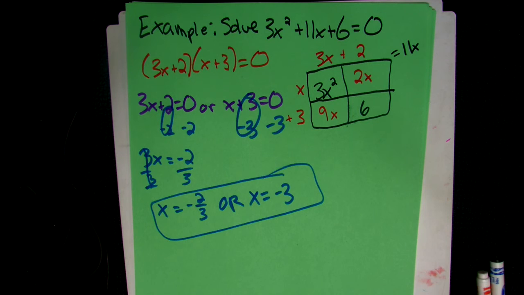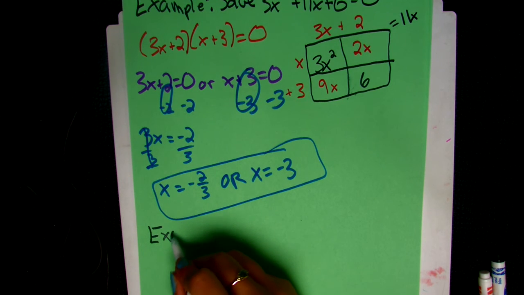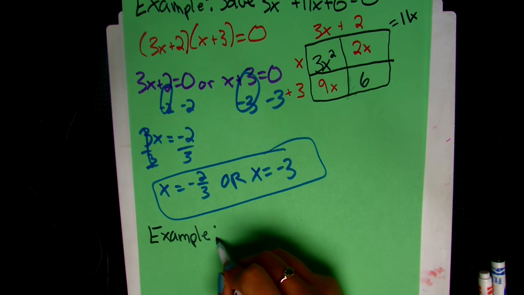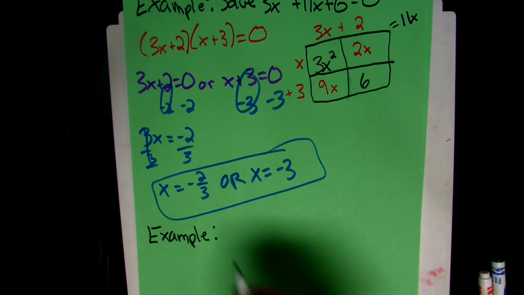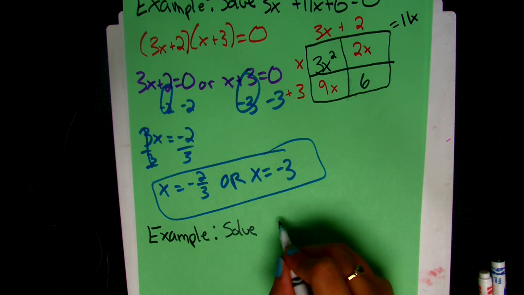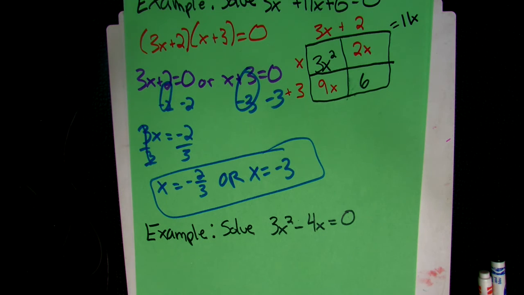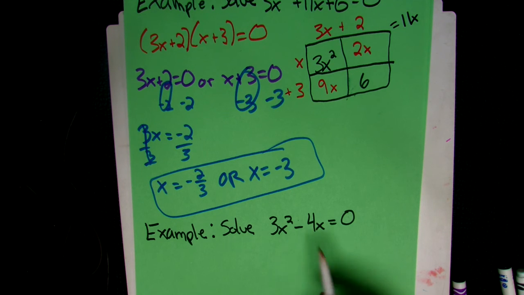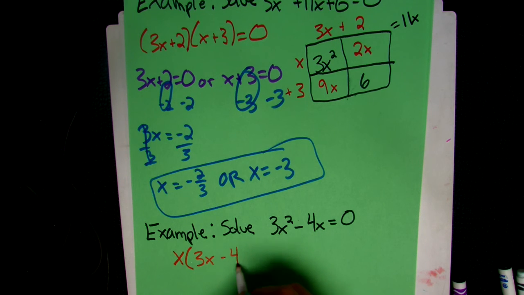Let's try one more example. Again, we are solving quadratic equations by factoring. We're solving for x in a quadratic equation, which has an x squared, by factoring. This one is solve 3x squared minus 4x equals 0. This one is not a trinomial. This one is a binomial. Remember, on a binomial, we don't have to use our box method. We can just factor out our common factor, and our common factor here is going to be x. If I factor out an x, I'm left with 3x minus 4.